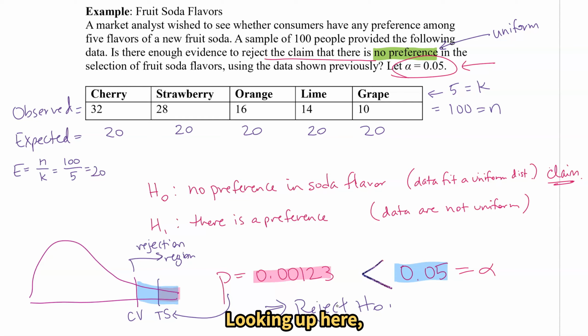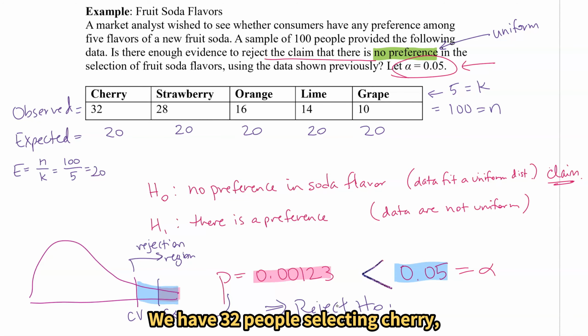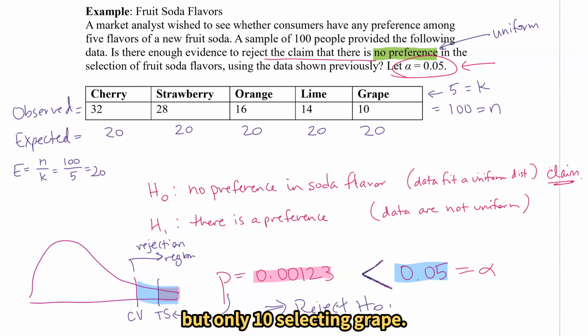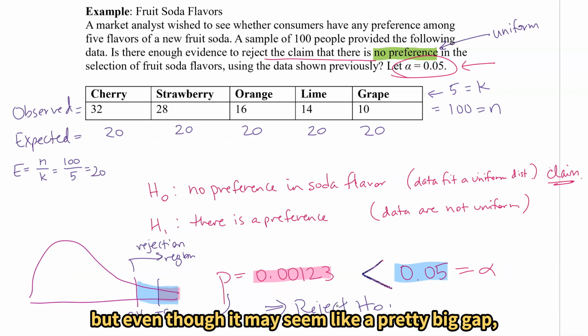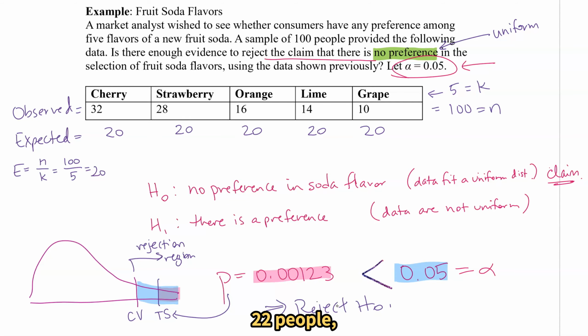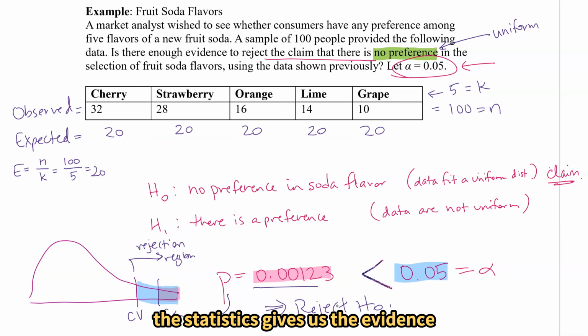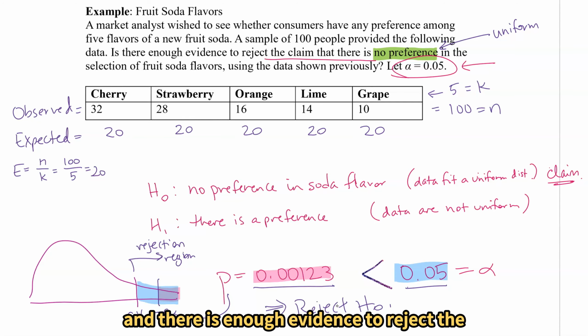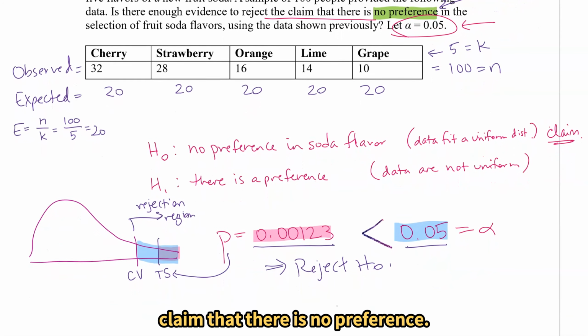And looking up here, this does make sense. We have 32 people selecting cherry, but only 10 selecting grape. That's a pretty big gap. But even though it may seem like a pretty big gap, 22 people, the statistics gives us the evidence that we need to state that, and not just a hunch that we have just by looking at the data. So we would reject the null, and there is enough evidence to reject the claim that there is no preference.